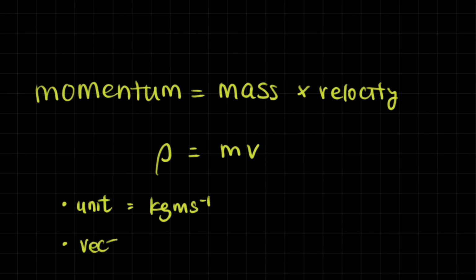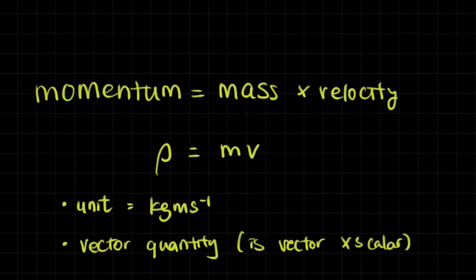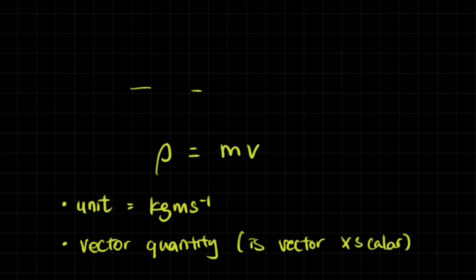It's the product of mass times velocity, p equals mv. The unit is kg meters per second, and it's a vector quantity. That's obviously because the velocity is also a vector quantity.